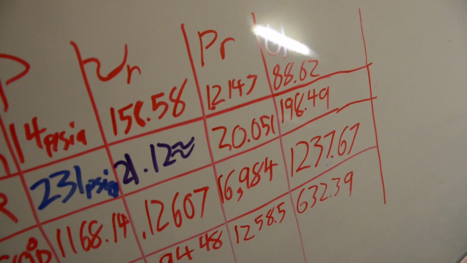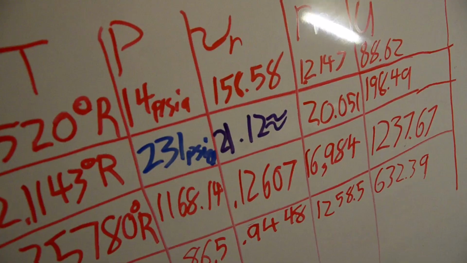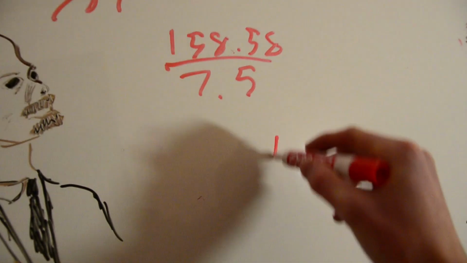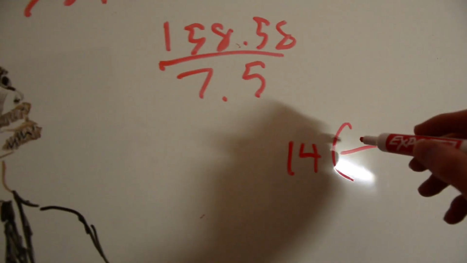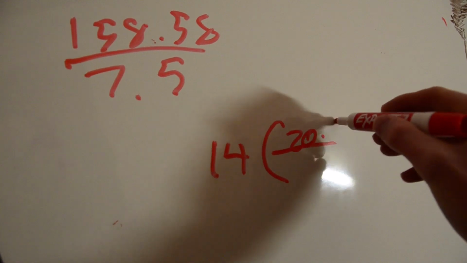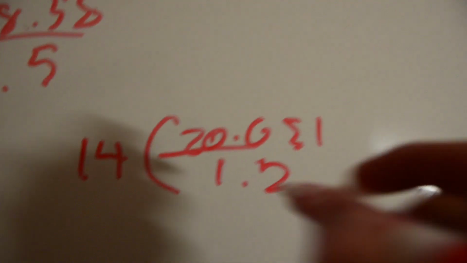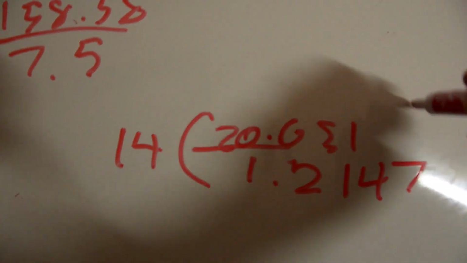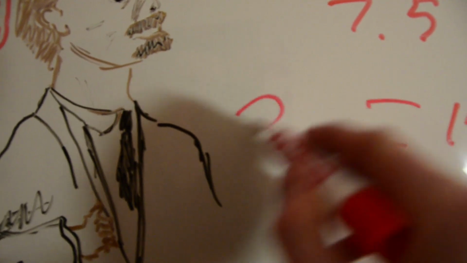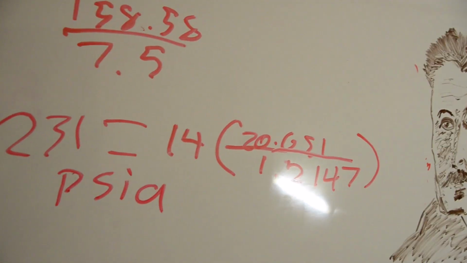So we increase the heat, pressure ratio, and then the pressure ratio, if I am not mistaken, is equivalent to 14 times, what was it? It was 20.051 over 1.2147. Alright, so this is very poorly written. And then that should equal approximately 231 psia. Alright? Everything's going well now.